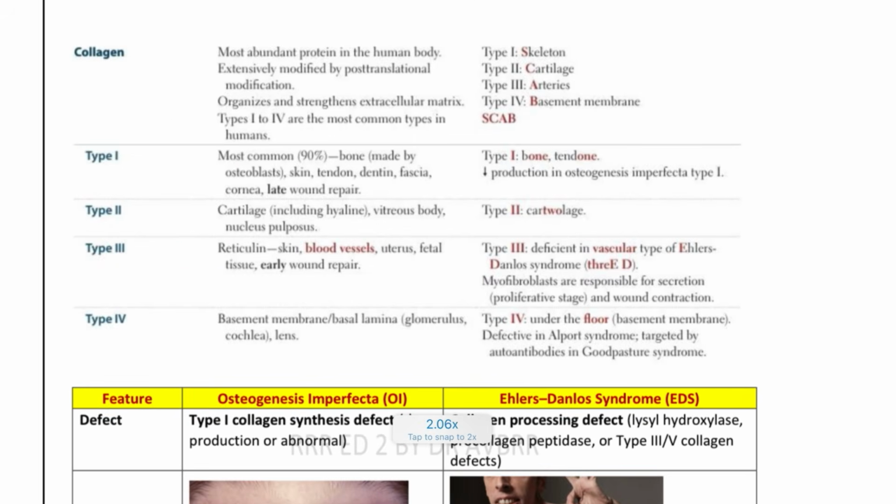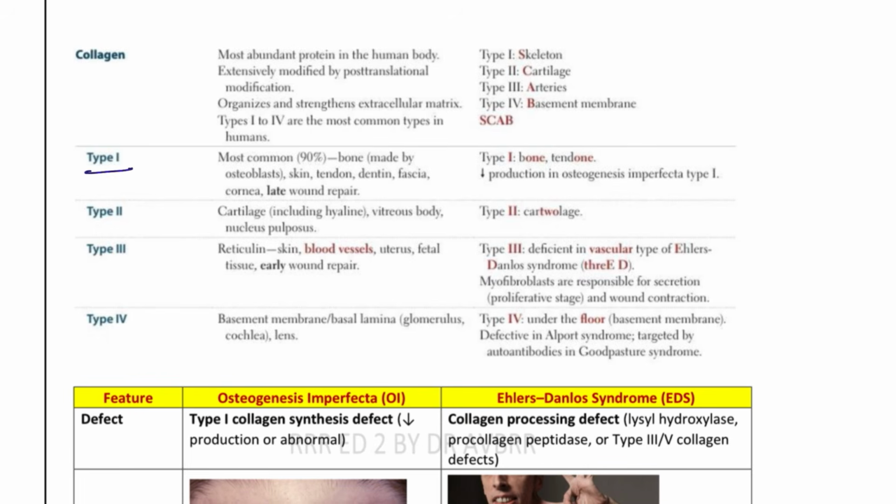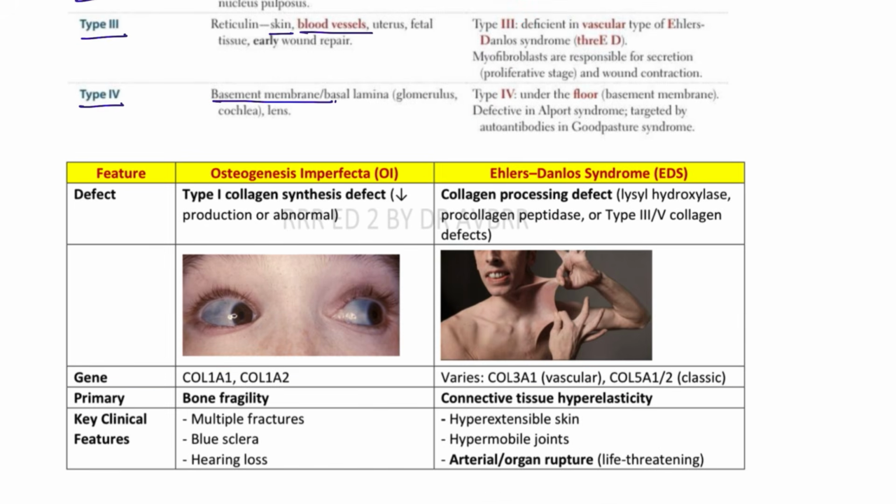Next, collagen. Collagens are of four types. Type 1 is seen in bone and tendons. Type 2 is seen in cartilage. Type 3 is seen in blood vessels and skin. Type 4 is seen in the basement membrane. There are two defects.